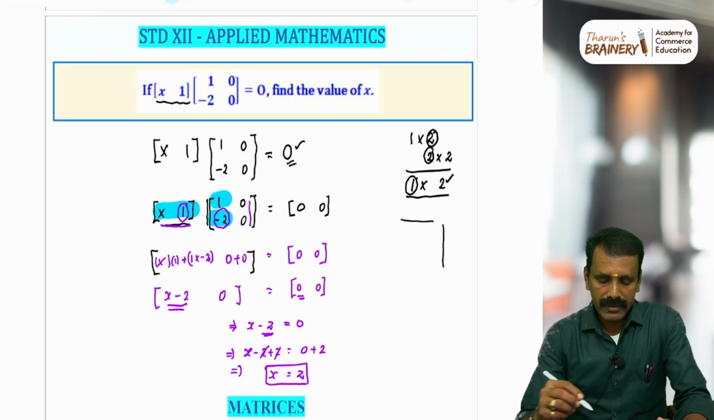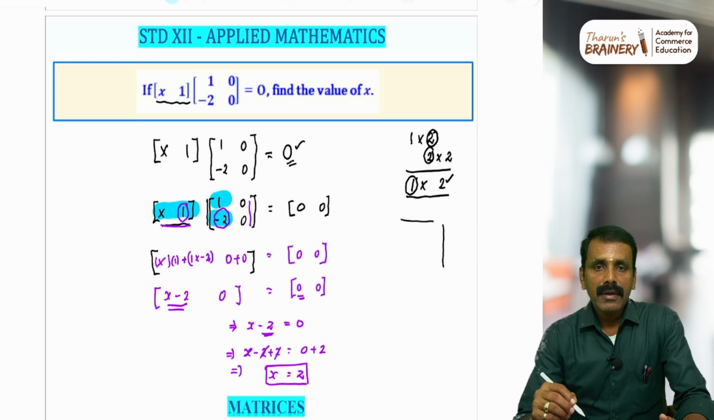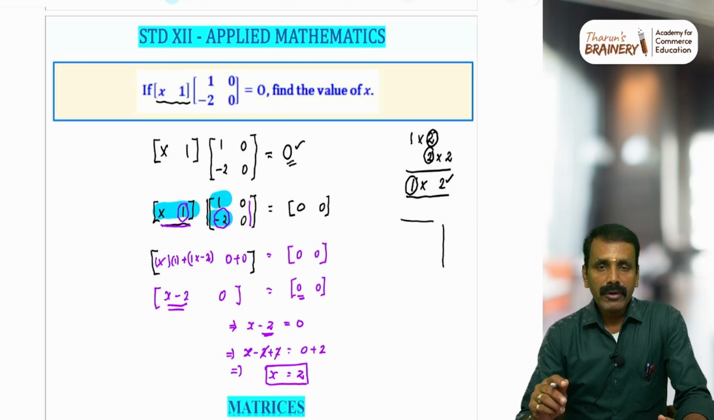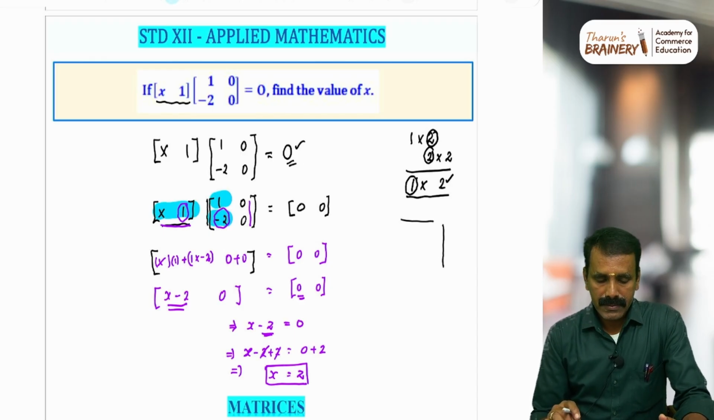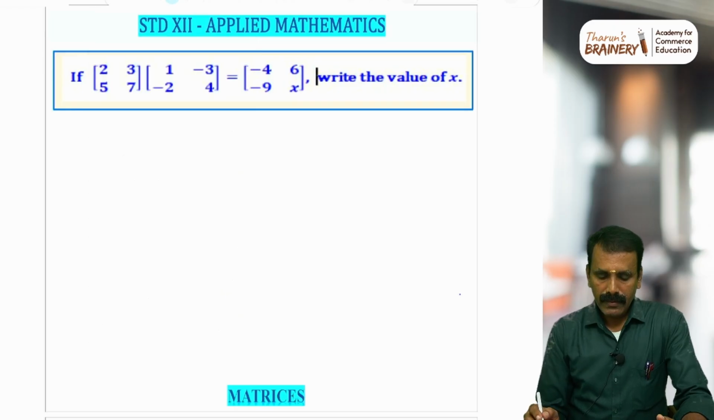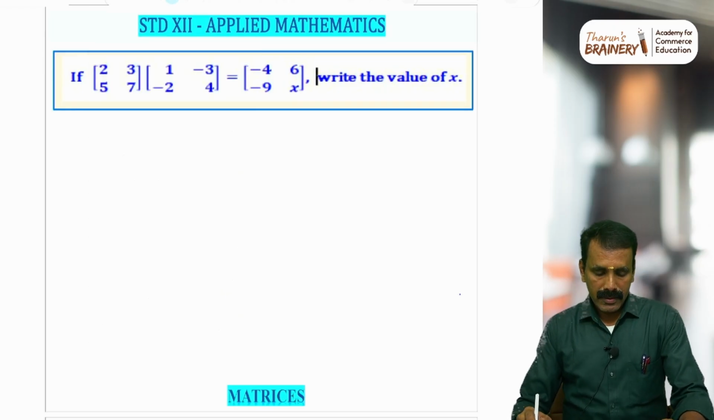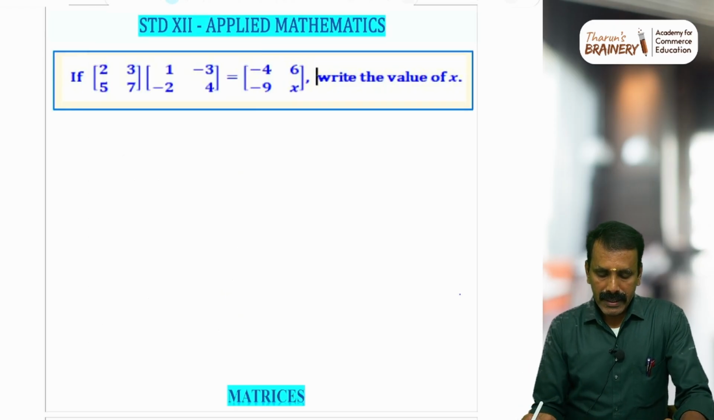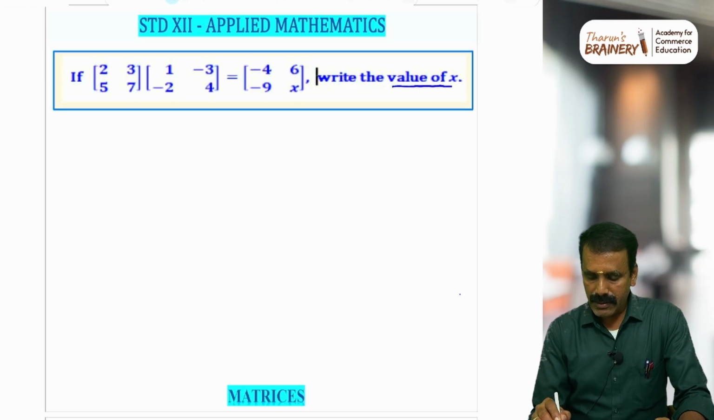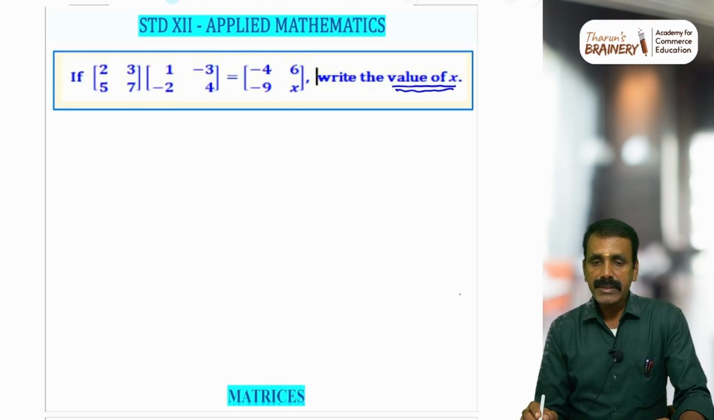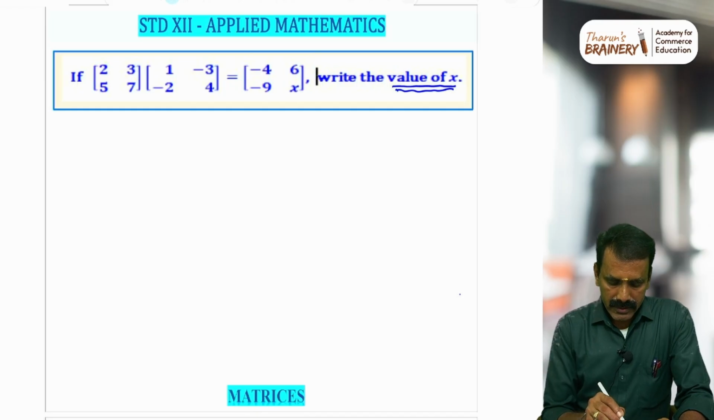Okay, here we have the concept of multiplication of two matrices as well as equality of matrices. So we have to be very thorough with when we can multiply two matrices. Now consider this problem. Again we are having two matrices, and we are supposed to find the value for x. Okay, so we start.